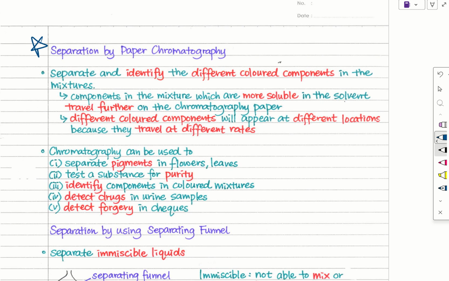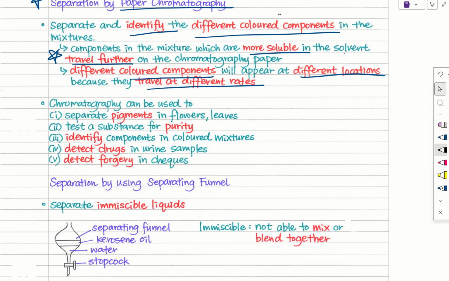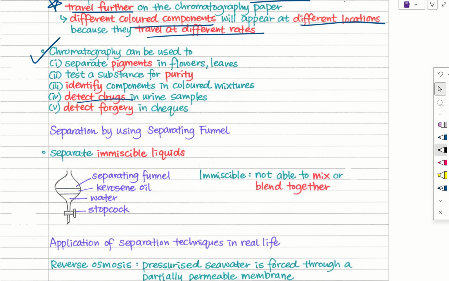Okay, this is important. Separation by chromatography. So it is to separate and identify the different colored components in the mixture. Take note, the components which are more soluble will travel further on the chromatography paper. And therefore, if the mixture is made out of three different colored components, then I should expect three dots on the chromatogram. Okay, they will be at different locations because they travel at different rates, different speeds. So these are the applications for chromatography: we use it to detect drugs in a urine sample.